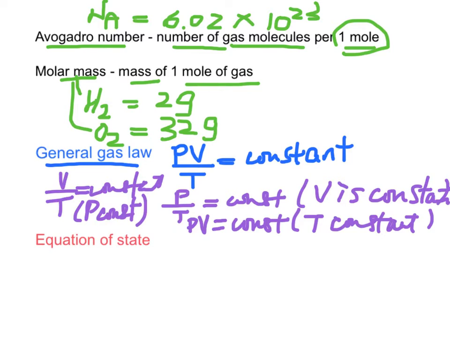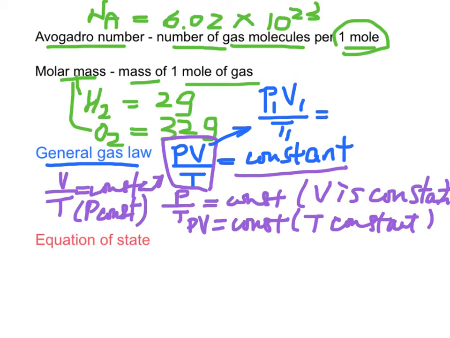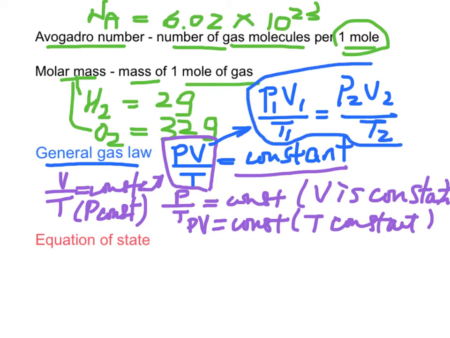Okay? But when P, V, and T change, then we should use PV over T equal to constant. When we have two sets of data, then we should use the equation P1 V1 over T1 equal to P2 V2 over T2 in our calculation. This is the application of general gas law.